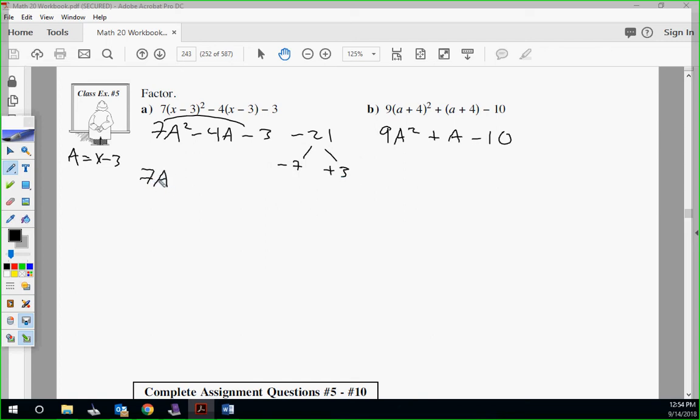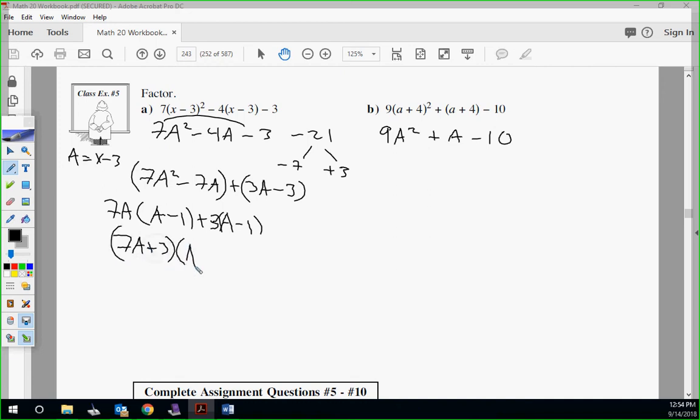So we have 7a squared minus 7a plus 3a minus 3. 7a comes out. A minus 1. 3 comes out. A minus 1. And now we can push these together. I'll stop for a second. Okay. And at this point, we put the x minus 3 back in. And we have a little bit more simplifying to do, so you're not done.